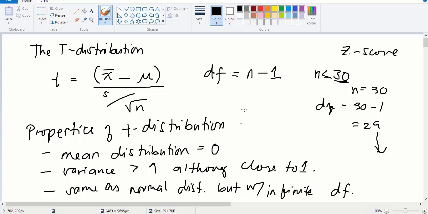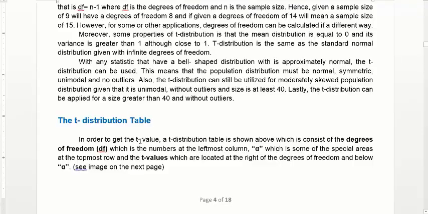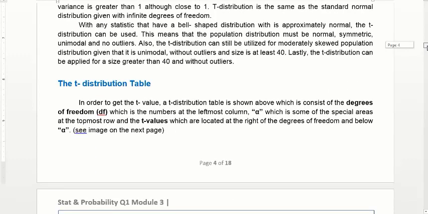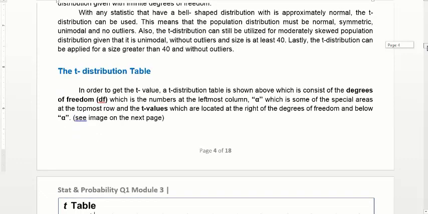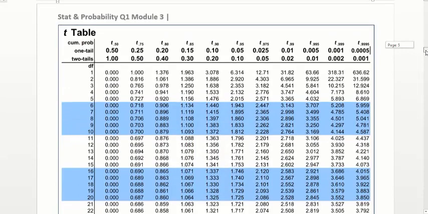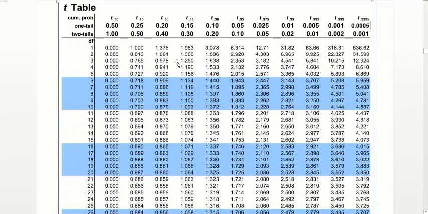Okay, so that is how we can illustrate t-distribution. So the table, in order to get the t-value, a t-distribution table is shown above, not really above, it's below, sorry, which consists of the degrees of freedom, which is the numbers at the leftmost column, alpha, which is some of the special areas at the topmost row, and the t-values which are located at the right of the degrees. Okay, anyway, masyadong napaka-technical nun.